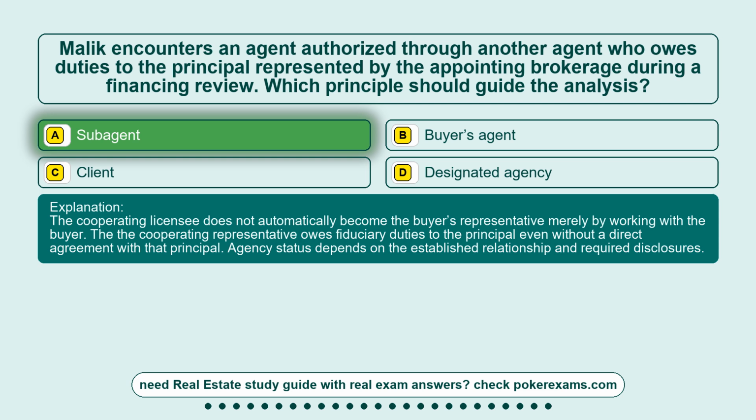The cooperating licensee does not automatically become the buyer's representative merely by working with the buyer. The cooperating representative owes fiduciary duties to the principal even without a direct agreement with that principal. Agency status depends on the established relationship and required disclosures.